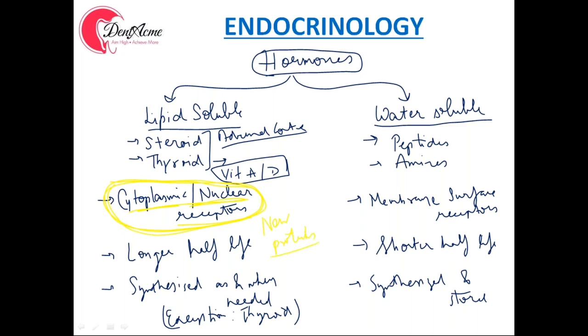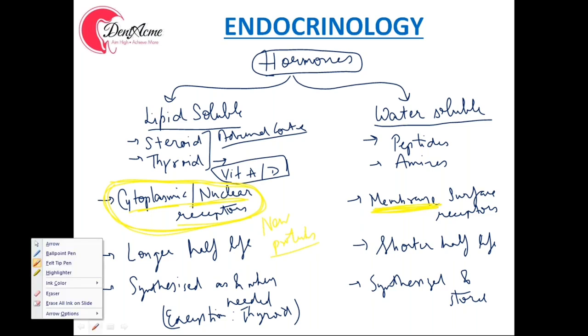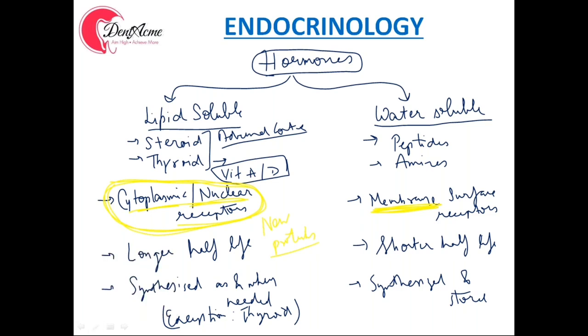Whereas the water soluble hormones have receptors on the cell membrane, the membrane surface receptors. So most of them need a secondary messenger, and we'll talk about the secondary messengers. Water soluble hormones act via secondary messengers, except insulin. So that's another question.